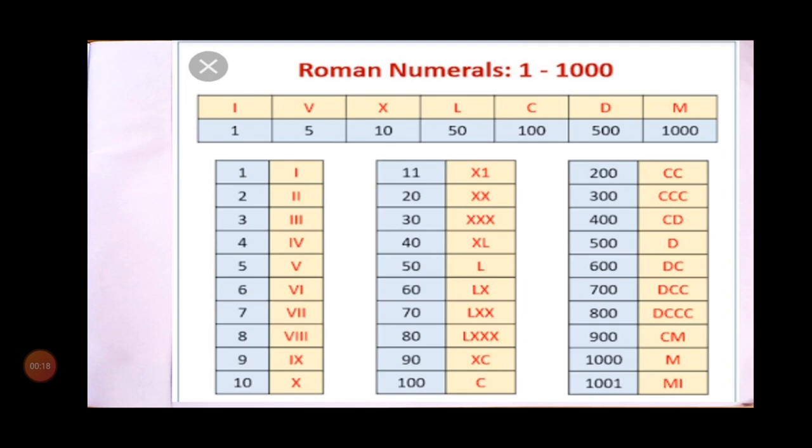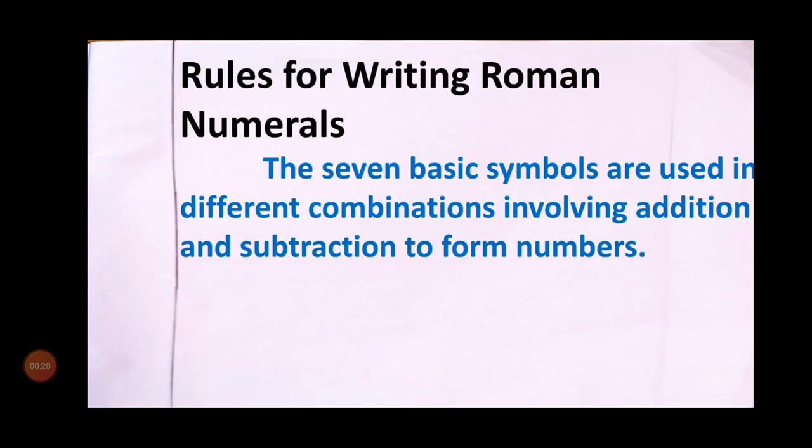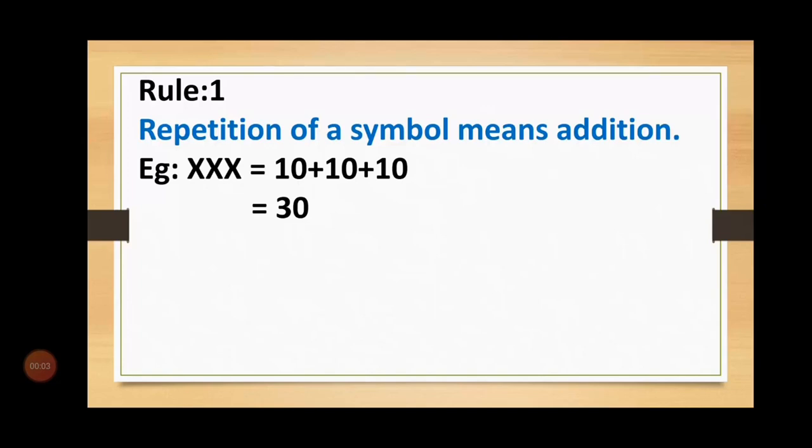Okay, children? Now write rules for writing Roman numerals. The 7 basic symbols are used in different combinations involving addition and subtraction to form numbers. Rule 1. Repetition of a symbol means addition. For example, XXX. One X is equal to 10, so 10 plus 10 plus 10. Totally we have to add all the 10s, we get 30.